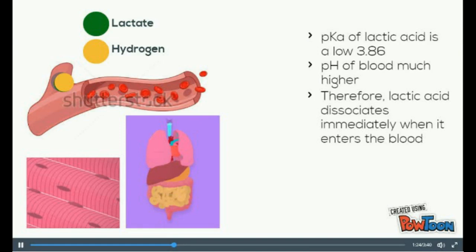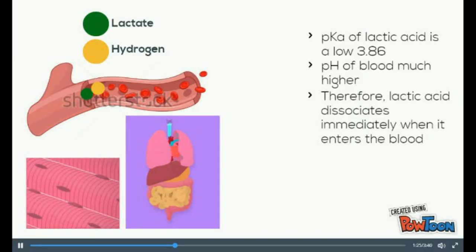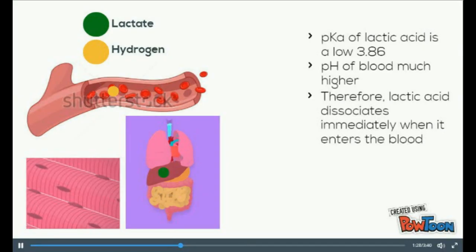Here's the thing, the pKa of lactic acid is a low 3.86, and the pH of our blood, even during exercise, is significantly higher than the lactic acid's low pKa value. This means that as soon as lactic acid enters the bloodstream, it will dissociate into a lactate molecule and a hydrogen ion. The lactate molecule will be transported to the liver, where it will be cycled and reused. But now there's an accumulation of freely flowing hydrogen ions.